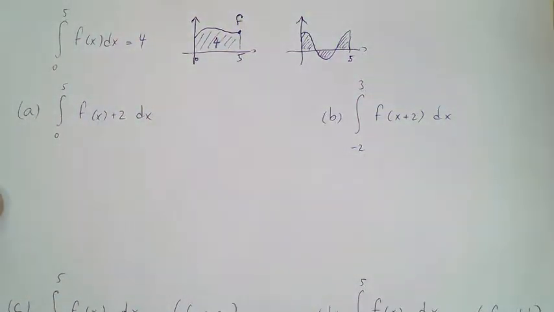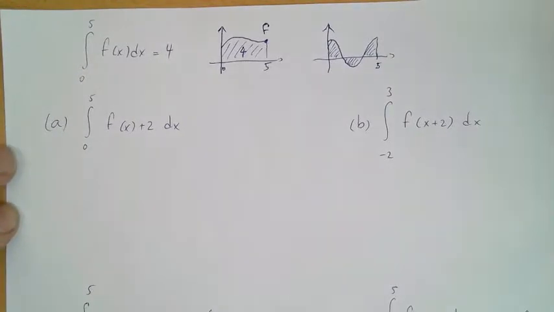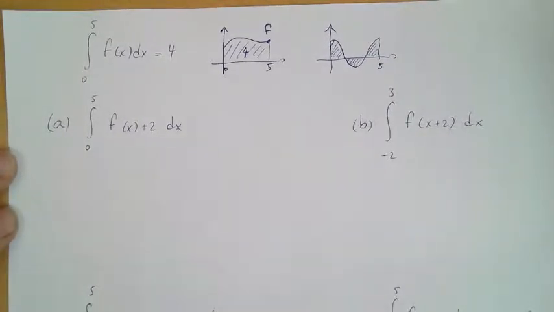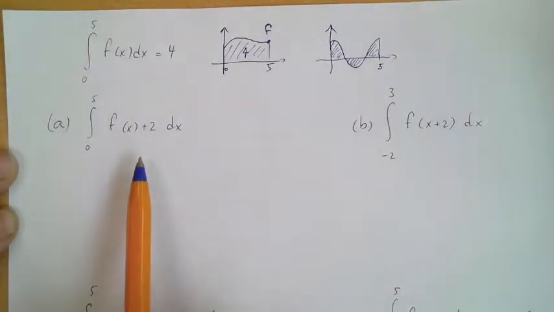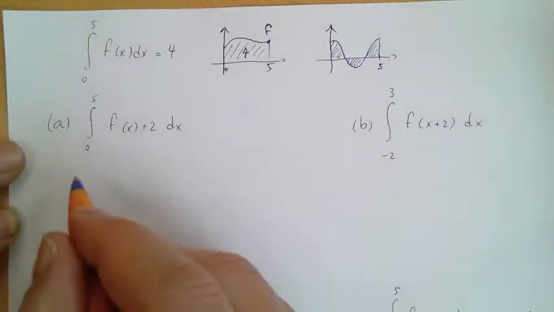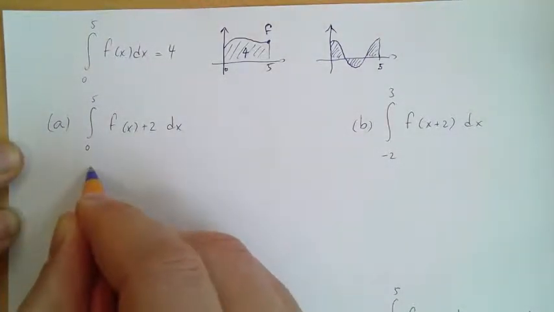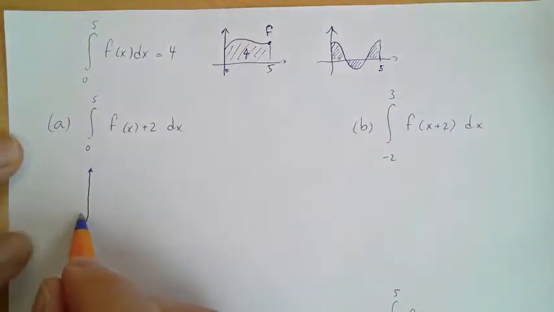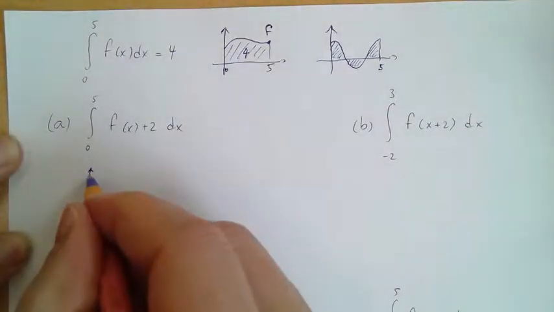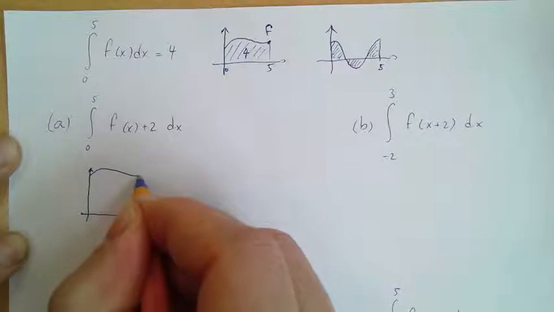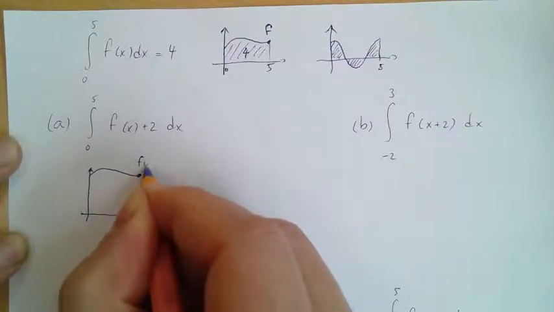So what can we say in question A about the function f of x plus 2? If you remember from previous classes, this plus 2 has the effect that it is a vertical translation 2 units up. So now we are maybe up here. So this is f of x plus 2.